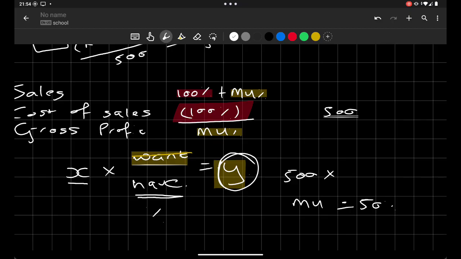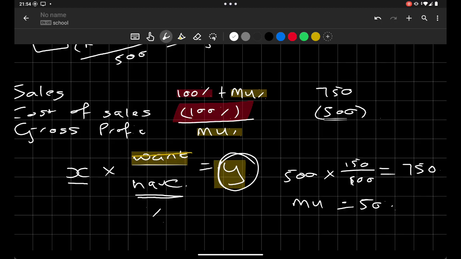So first, to calculate sales, remember we said sales is 100% plus markup, so it's gonna be 100% plus 50%. That is gonna give us 150% over 100%. Remember that this 500 rand represents the 100% for cost of sales. And that should give us 750, so we're gonna have 750 up here.